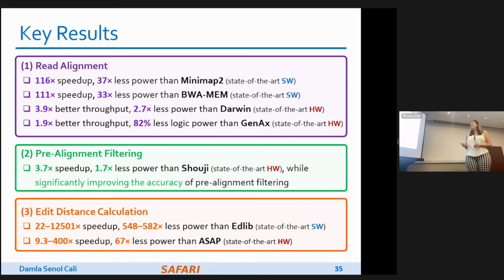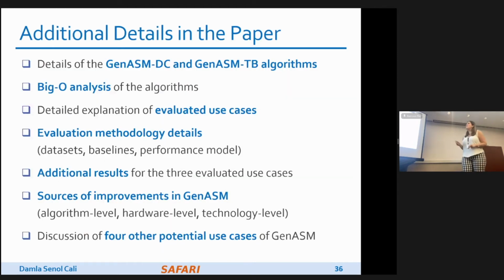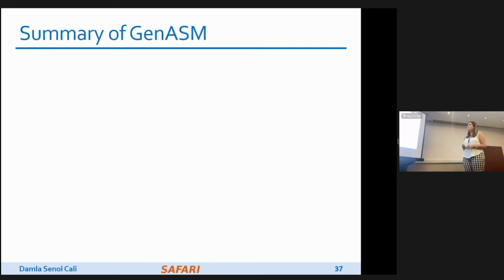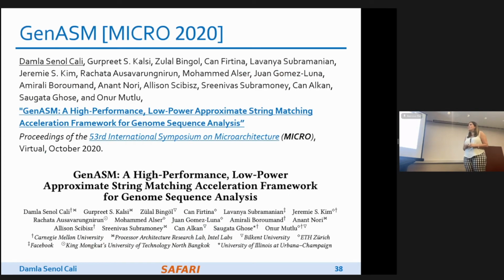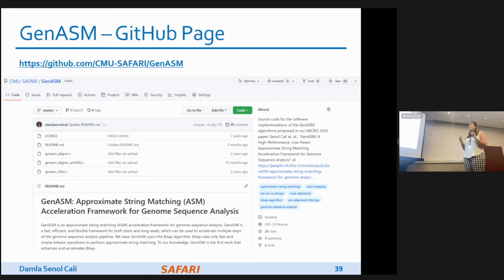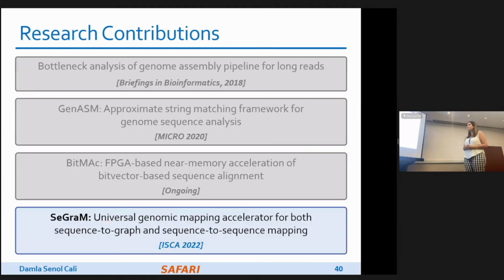These are the additional details that you can find in the paper. I won't summarize them, I will quickly jump. So this is our paper. And one detail, our source code for the software implementation of Genome is also available in our GitHub page. Okay, SIGRAM.